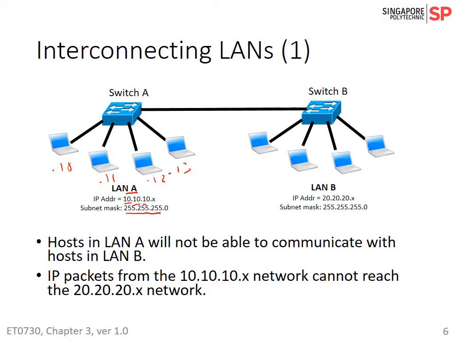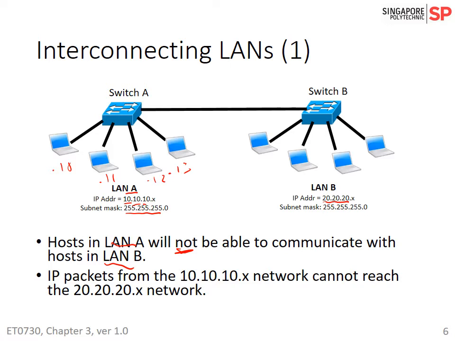Switch B happens to belong to a different network. They all start with 20.20.20, so it's in a different network from LAN A. And LAN B PCs are connected to switch B. If we connect switch A and switch B together, hosts in LAN A will still not be able to talk to hosts in LAN B.